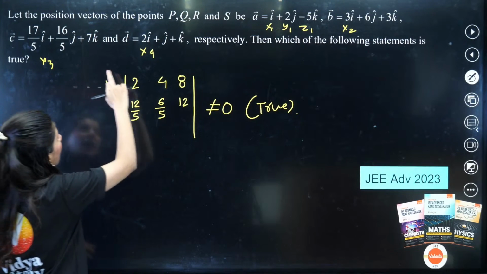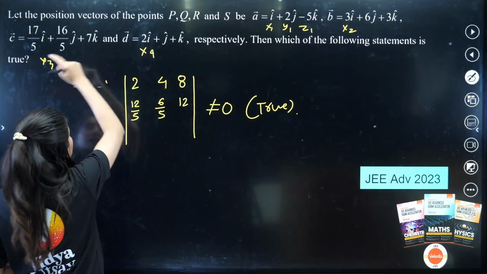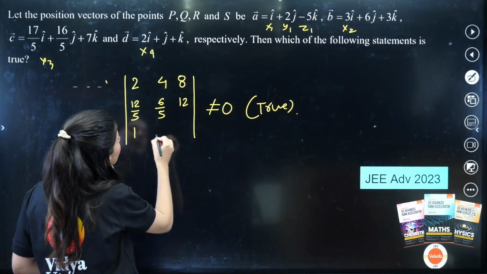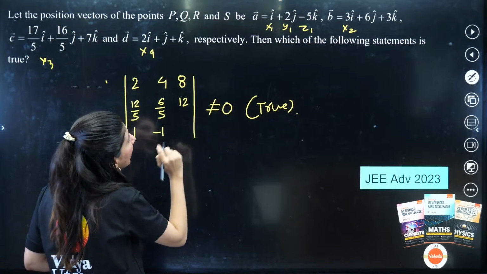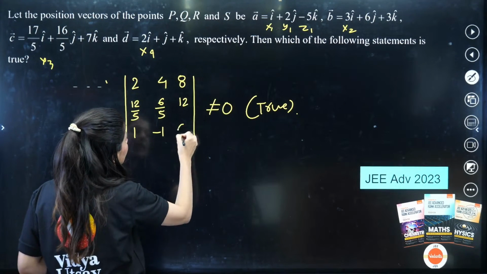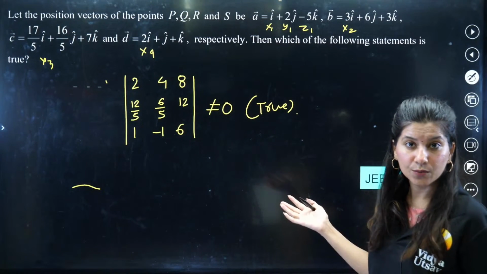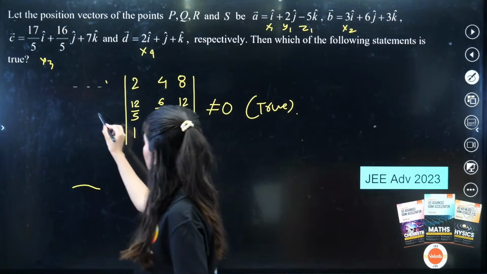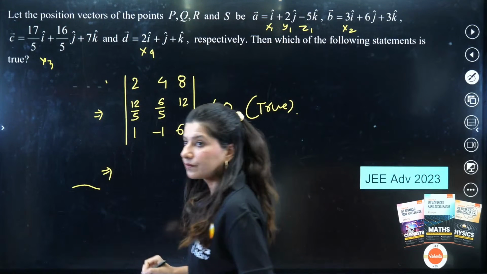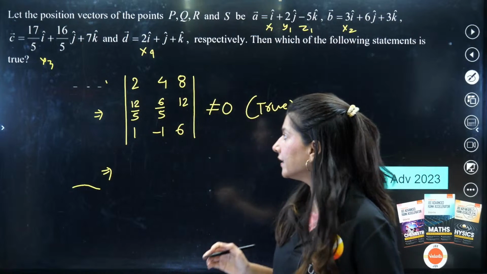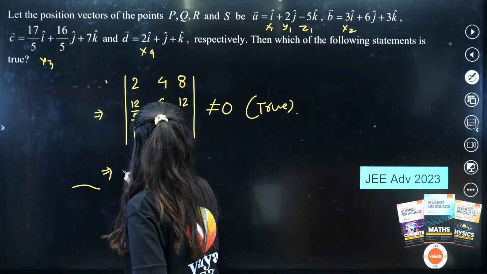And last you have x4 minus x1: 2 minus 1 is 1. Then we have 1 minus 2, which is minus 1. Then we have this one, so this is 6. Now this is non-zero. Okay, all right. Clear. Now this is going to be 2.